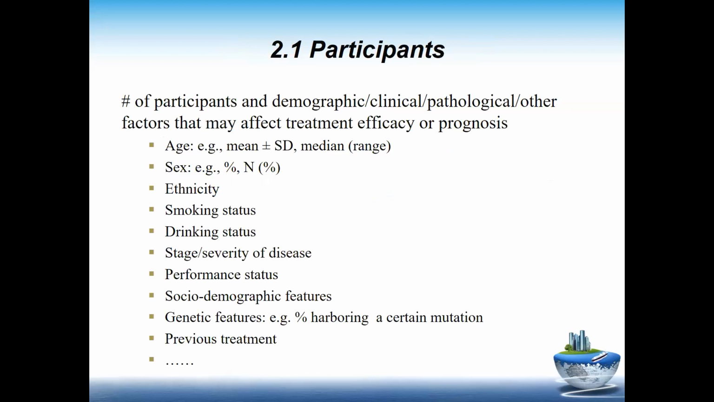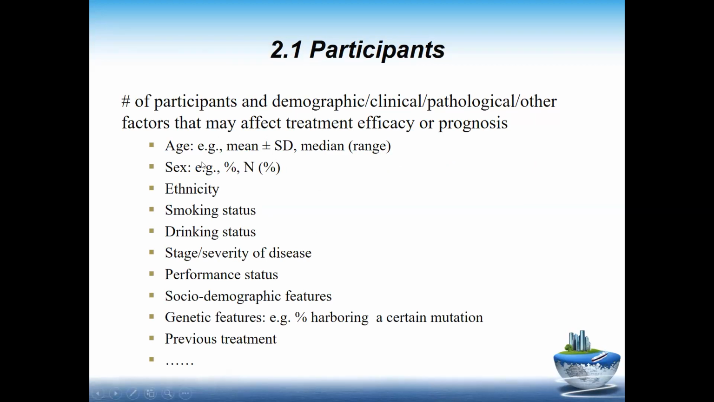Now, the first element, P, participants or patients. What kind of information should you extract for participants? Let me give you some examples, okay? The general principle is that you should look at the characteristics that may affect treatment efficacy or prognosis of patients. That's relevant to the final outcome, right? Otherwise, it's not relevant and you don't need to extract this information.